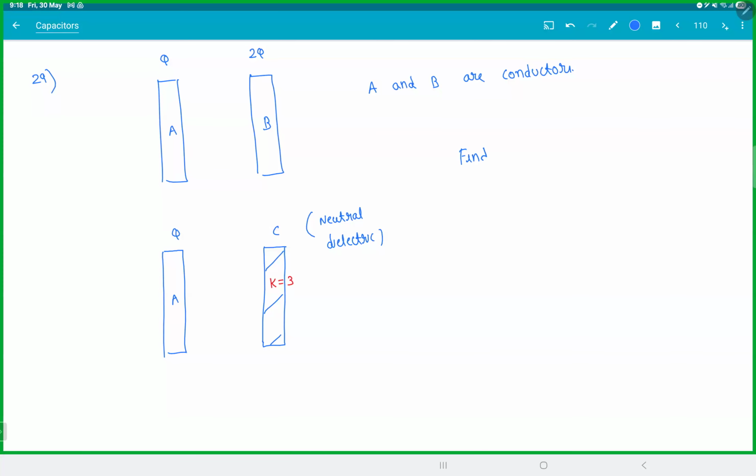So find the ratio of force between inner surfaces, not the plates. Meaning this space and this space, whatever is the force between inner surfaces of AB and AC. So find the force between AC's inner surfaces and find the force between AB's inner surfaces. Is the question clear?